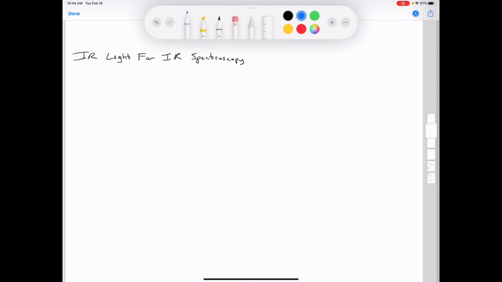Okay, let's talk a little bit about where wave number comes from. If we think about the wavelengths of infrared light that we're going to use for infrared spectroscopy, they will range from 2.5 micrometers to 25 micrometers. Now, if I convert those into centimeters, it's going to be 2.5 times 10 to the minus 4 centimeters to 25 times 10 to the minus 4 centimeters.